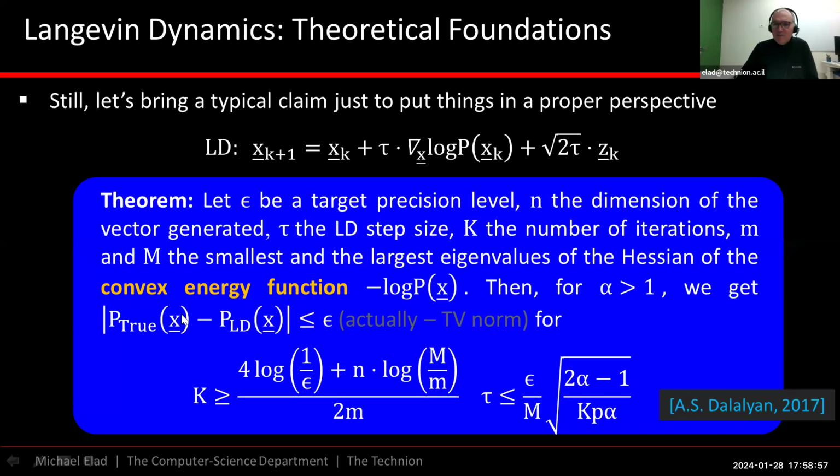Then he says the probability distribution of the Langevin dynamics samples and the true one will be epsilon away from each other if K is large enough and if tau is small enough, just as expected. There is a lot of work behind the scenes here in order to make this theorem work, and some assumptions about the well-behavedness of P of X. So just a taste. There are so many such papers. We will not dive into this. This is not our course.